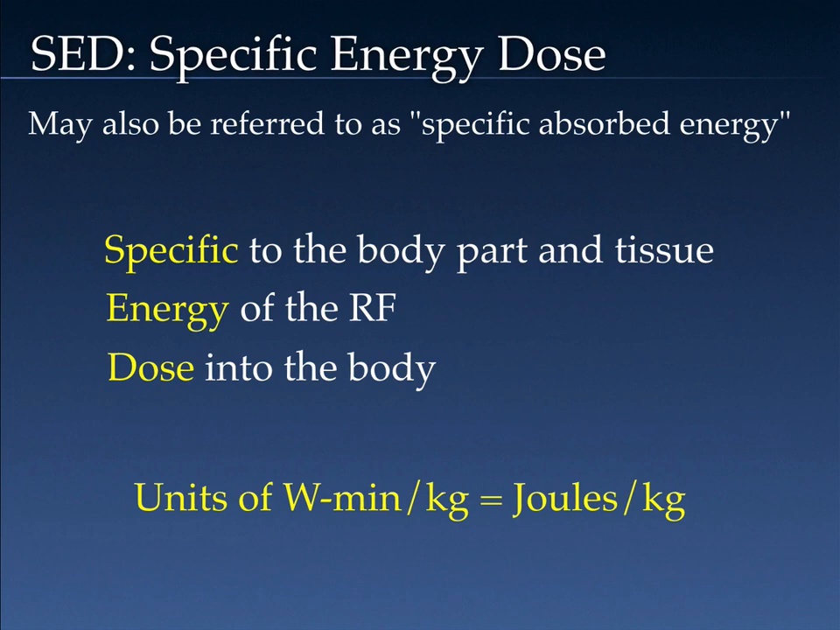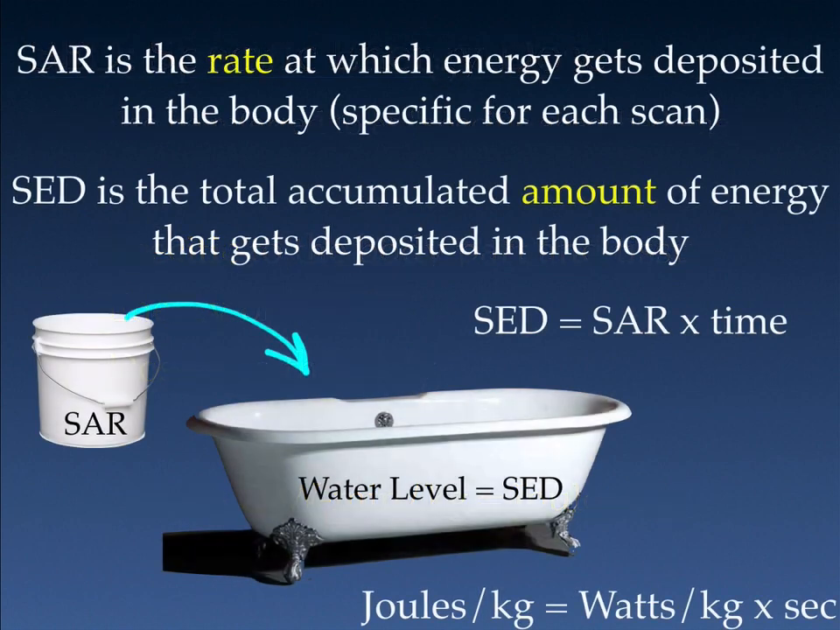SED, or specific energy dose, which, by the way, may also be referred to, and I've seen this more in scientific literature, as specific absorbed energy. But breaking down the term specific energy dose, it's specific to the body part and the tissue. It has to do with the energy of the RF, and it's the total dose to the body. The SED is in units of watts per minute per kilogram, or that translates to joules per kilogram. Essentially, this is the cumulative dose of RF energy deposited into the body over the course of an MRI exam.